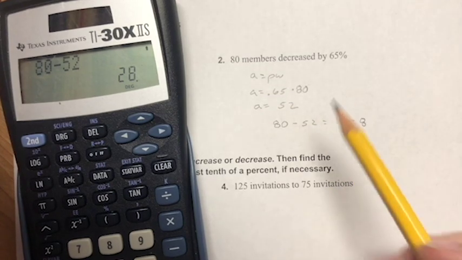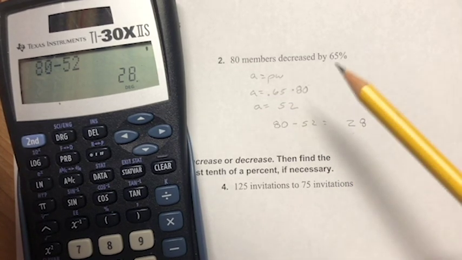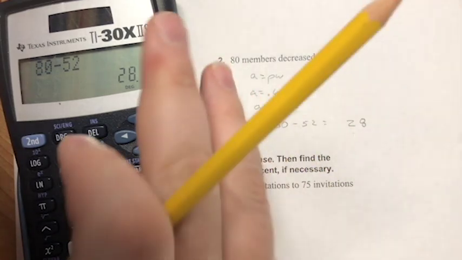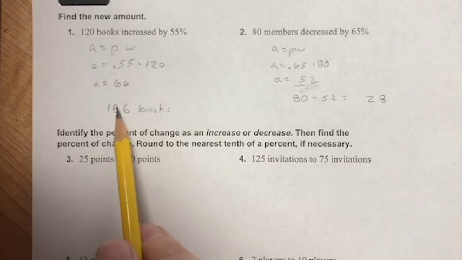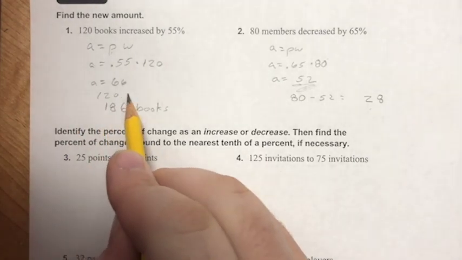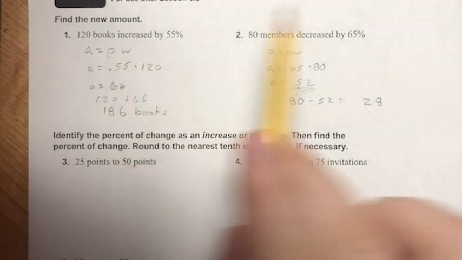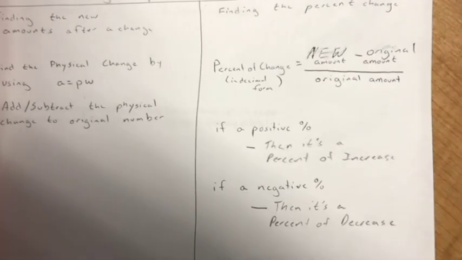This is what we're talking about when we find the new amounts after a change. We need to know that physical change first, and then we're either going to add it or subtract it, depending on whether it's an increase or a decrease.